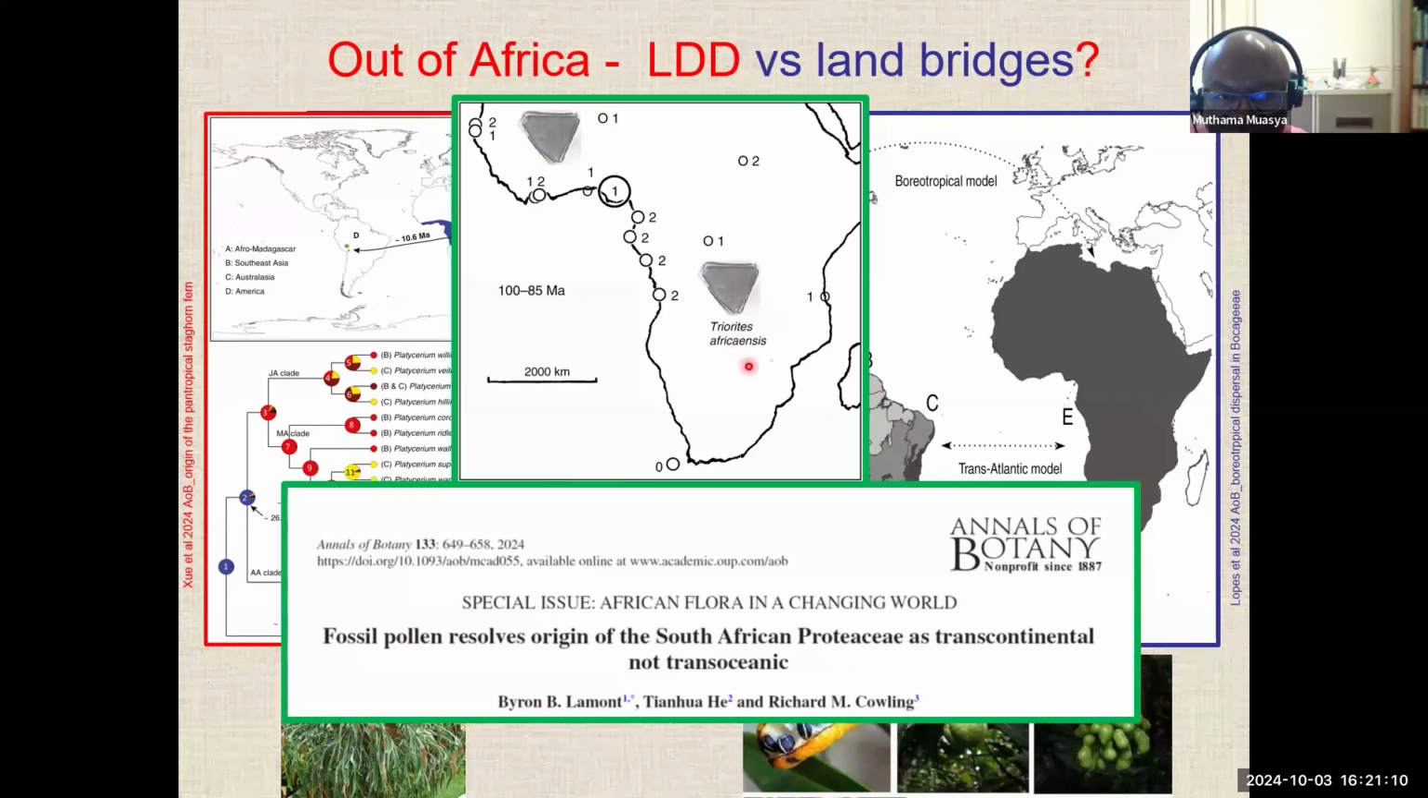And they use this and their absence in Australia to hypothesize that perhaps the Proteoideae group of Proteaceae originated in Africa and dispersed to Australia as opposed to the other direction. The links between Africa and Australia are common and in both directions in different lineages.